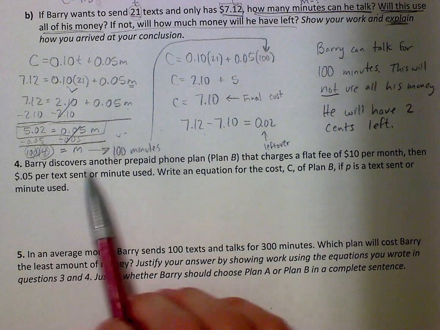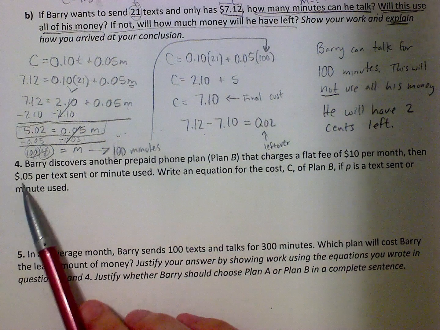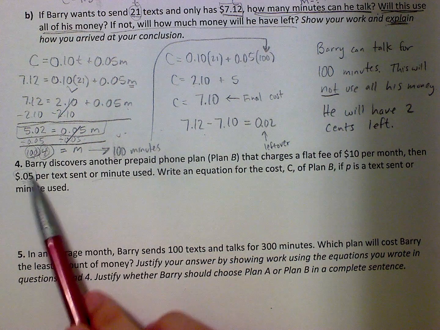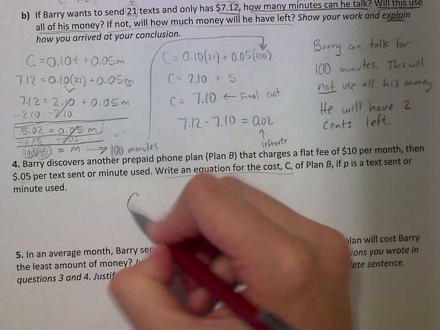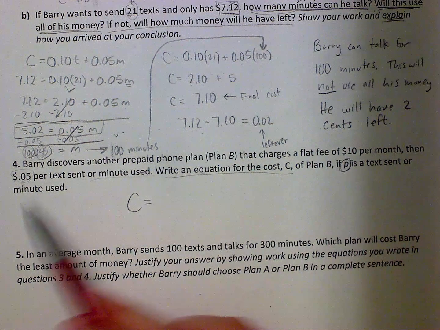Number 4, Barry discovers another prepaid phone plan, Plan B, that charges a flat fee of $10 per month and then 5 cents per text sent or minute used. Okay, interesting. They have the same price now. Write an equation for the cost C of Plan B if P is a text sent or minute used.